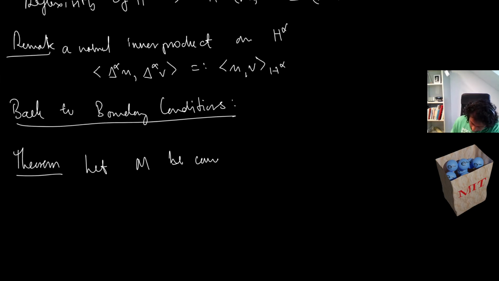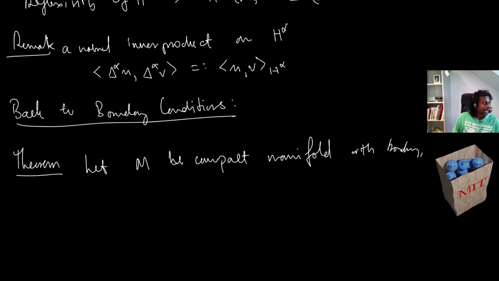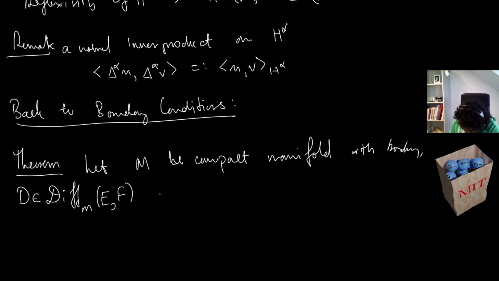Okay, so we have a compact manifold with boundary, right? And we have an operator which is an nth order operator that is elliptic. Okay, so that's really important for everything.